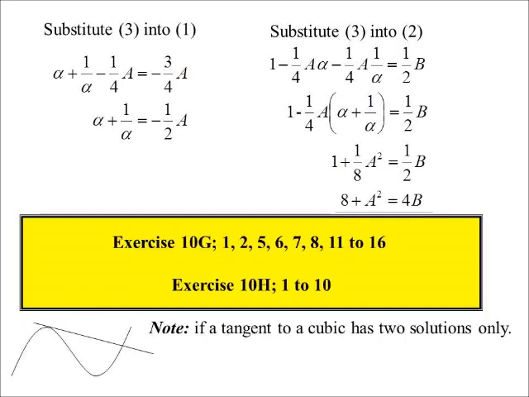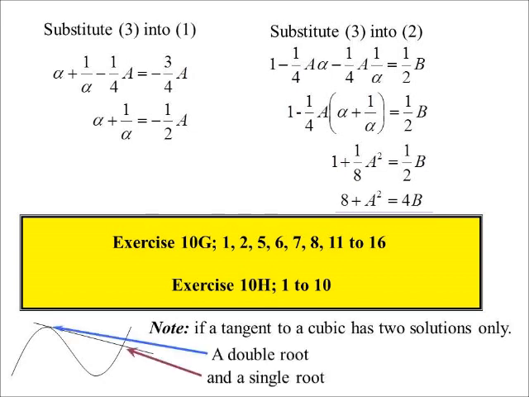All right, now, a little note here. If a tangent to a cubic has 2 solutions only, it means you've got something like this. It means it must be a tangent here, and then it cuts the cubic somewhere else. So it has 2 solutions. So it's not like a circle where a tangent only touches the circle in one spot. It is possible for a tangent to cut a cubic twice, because it'll be a tangent in one spot, but then it'll cut it somewhere else.